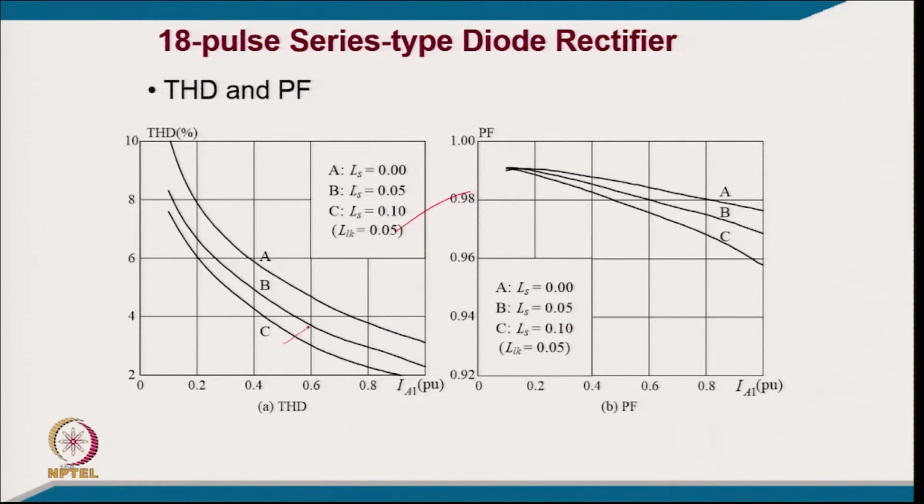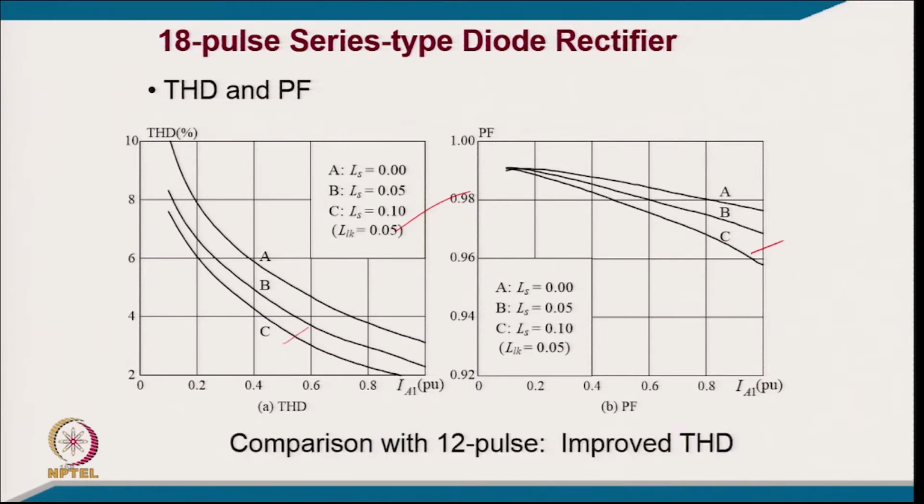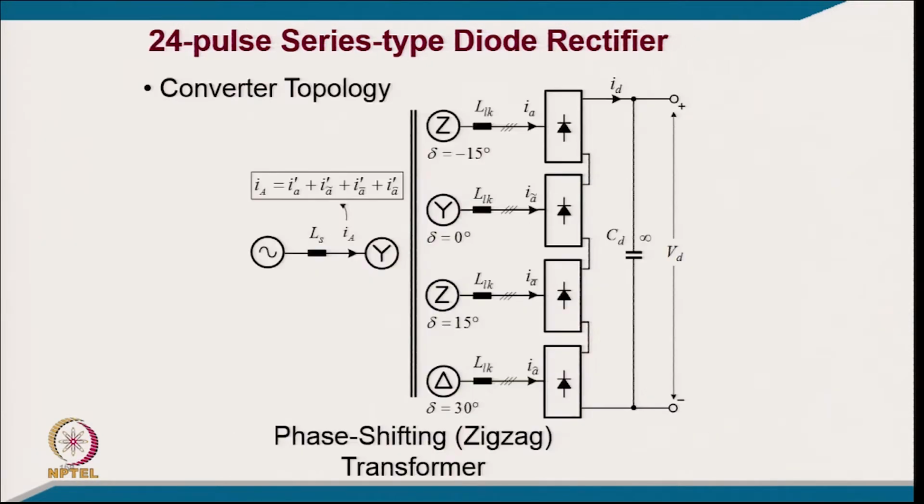The THD goes on reducing, and at full load you may find it even very close to the order of 2%, but the power factor reduces slightly because the leakage reactance causes the overlap angle, and because of the overlap you get some reactive power burden and the displacement factor deteriorates, in spite of the distortion factor improving. So, that is improved THD, and this is typically the case of a 24 pulse series type diode rectifier. Here we have a 60 degree phase shift divided by the number of converters, 4.